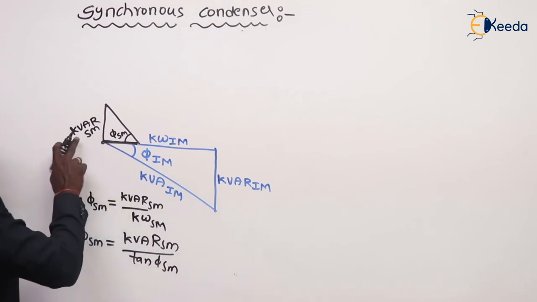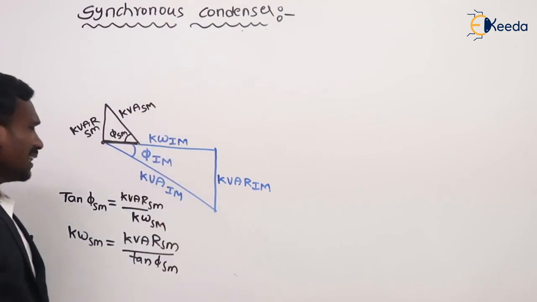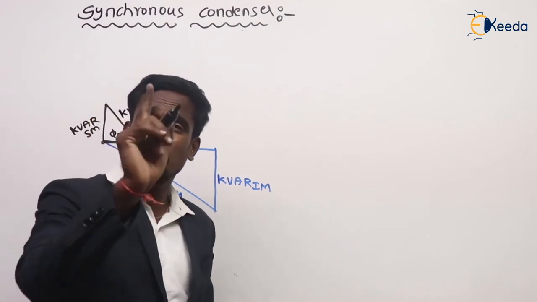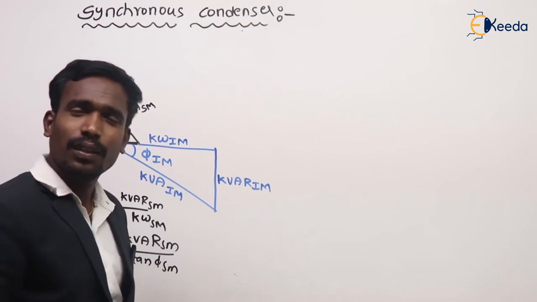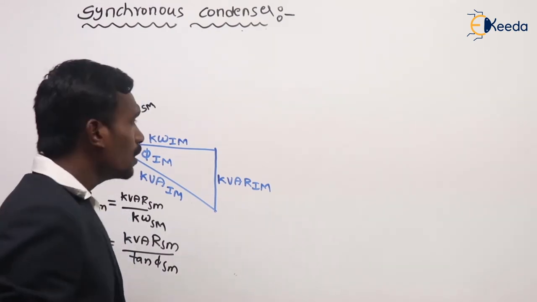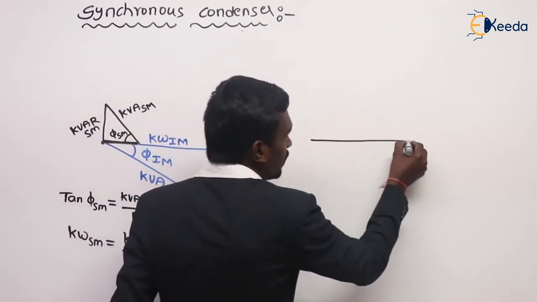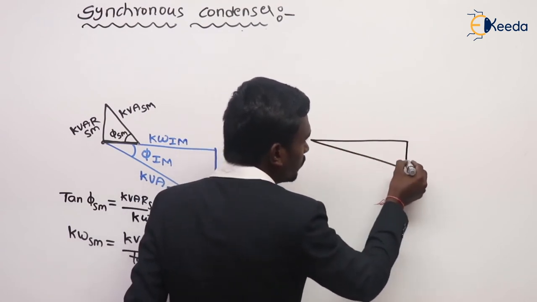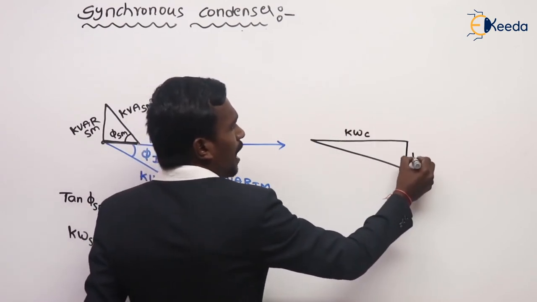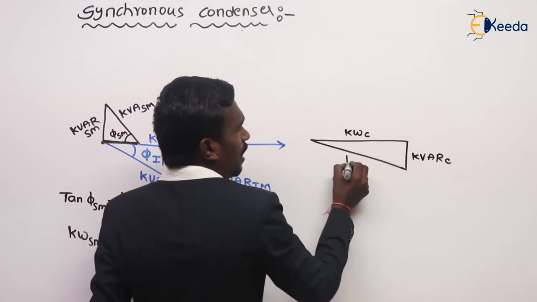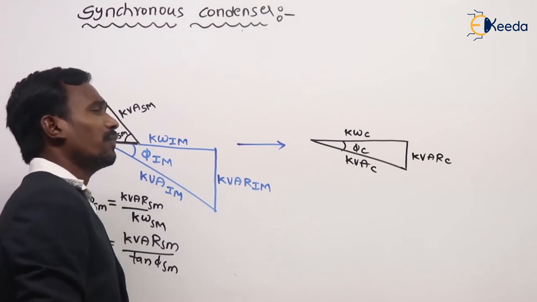If you have KW and KVAR, then you can find KVA of my synchronous motor. Like this, you have to calculate all those values. They will give you only one value. So like that, the synchronous motor is added here. Now, what is the combined value? Let's draw the combined values here. So the combined values are like this. Again, for example, this is the combined KW, this is the combined KVAR, this is the combined KVA, and this is the combined power factor angle.